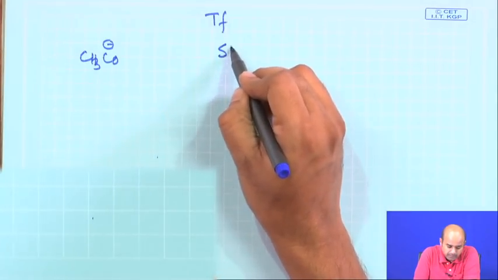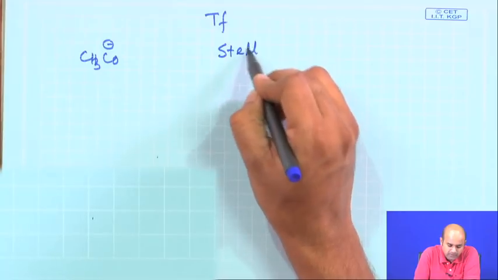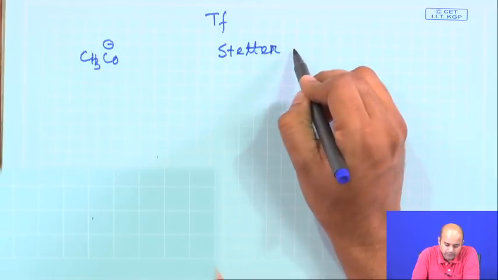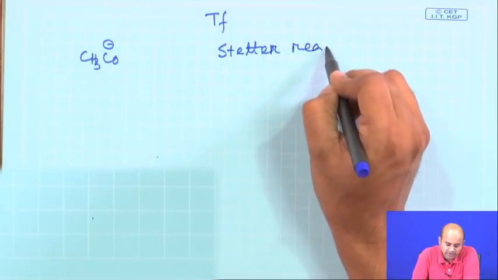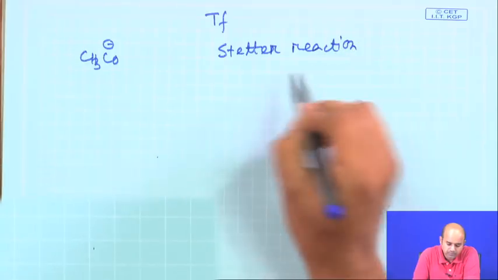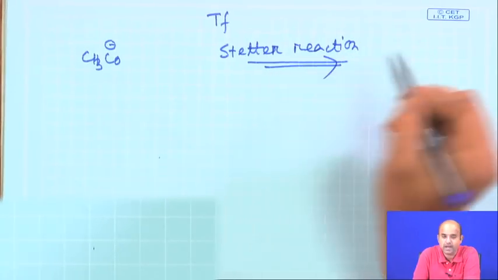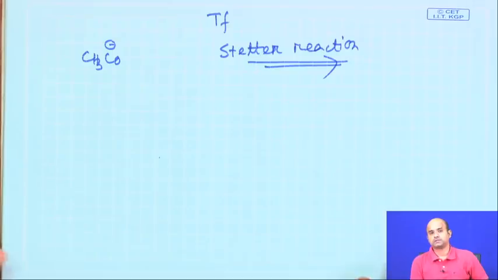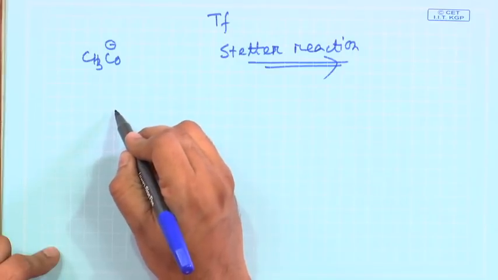There is a single step transformation known, which is known as Stetter reaction. Now, Stetter reaction is a very useful reaction. Now, what exactly was done in the Stetter reaction? Before going to Stetter reaction, I will try to explore something else.